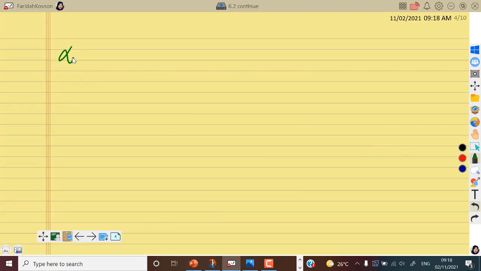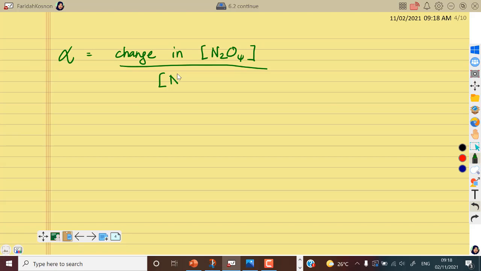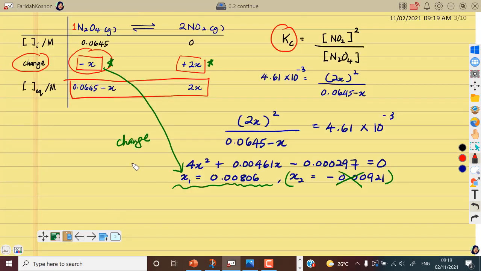Alright, so degree of dissociation, the formula is change in concentration of N2O4, okay, divide by initial concentration of N2O4. Okay, mana nak dapat ini? Ini adalah, tengok dekat table tadi, ini adalah X. Dekat mana? Okay, saya tunjuk balik. Ini ini. X kat sini. Tapi kita abaikan negatif tu. Sebab kita nak kira fraction. Fraction tak ada nilai negatif. So, sekarang initial concentration yang mana? Yang ini.